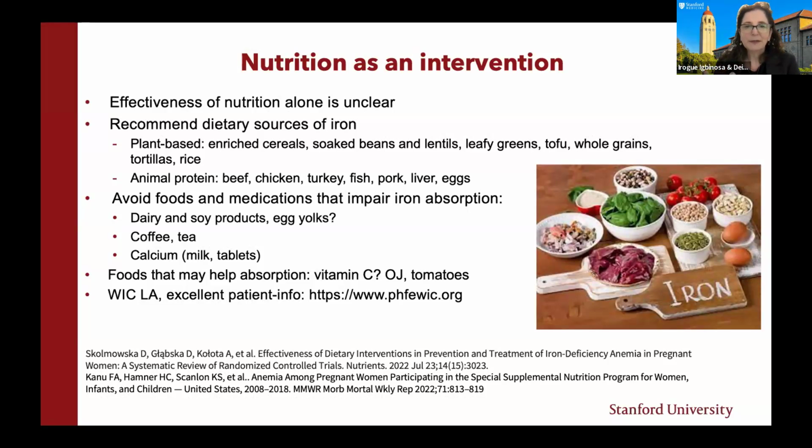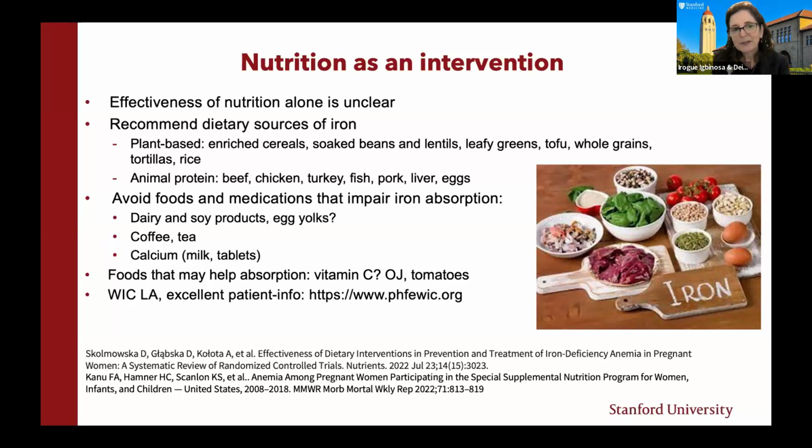I think it's important to know that a lot of people may not eat beef, and so there are other formulations of animal proteins if they eat them: chicken, turkey, fish. Eggs are also a good source. They're a little bit lower on the list, but they contain iron and they help.